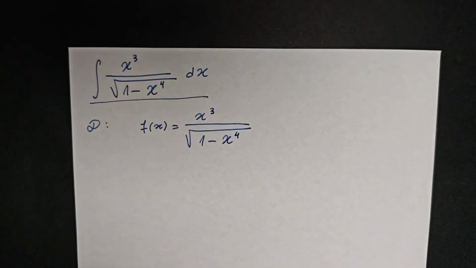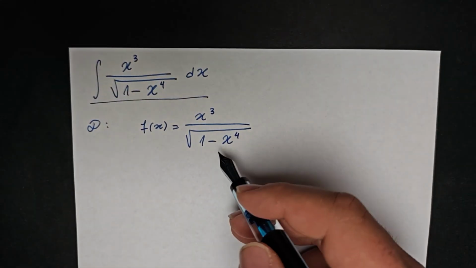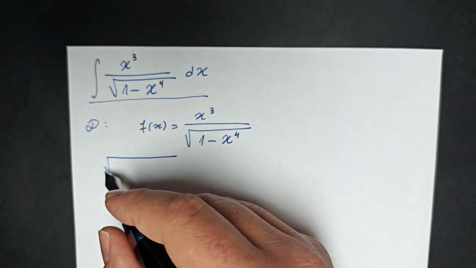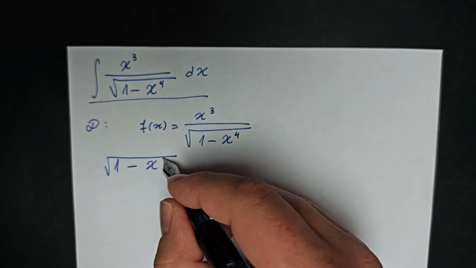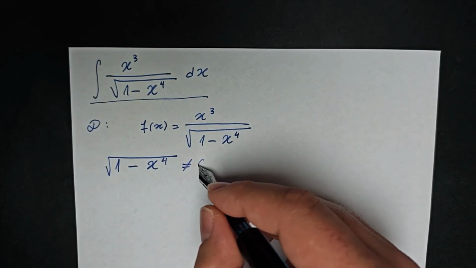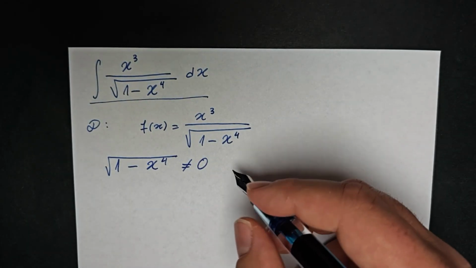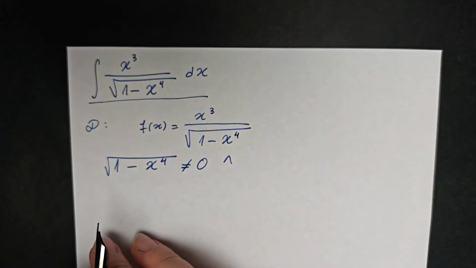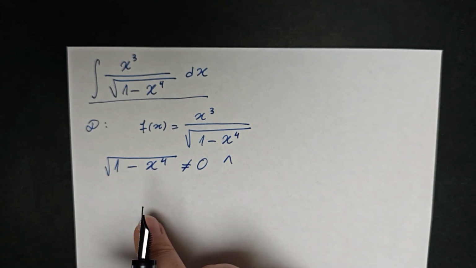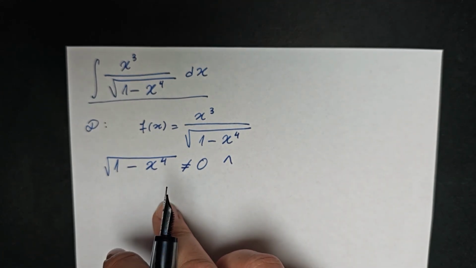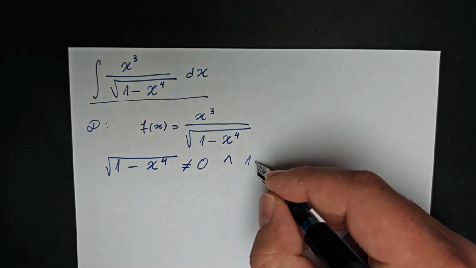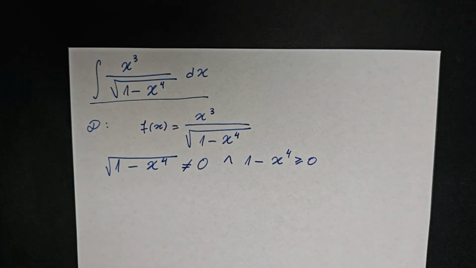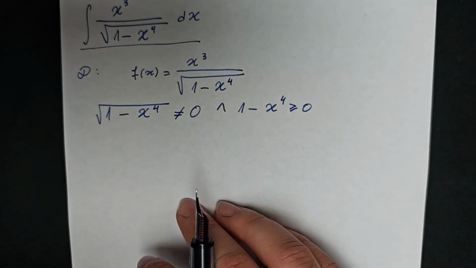As you know, we are not allowed to divide by 0. So that immediately gives us the condition that the square root of 1 minus x to the fourth power has to be different than 0. And in order for the square root function to be well defined, its argument has to be larger than or equal to 0. This means that 1 minus x to the fourth power has to be larger than or equal to 0. Let's solve this now.